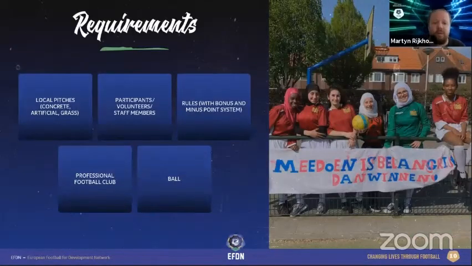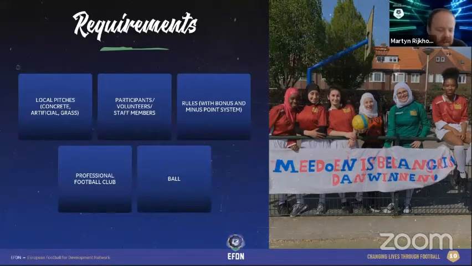What are the requirements? What do you need in order to start with the Community Champions League? At least you need one local pitch, whether it is concrete, artificial, or grass. You need participants, volunteers, and staff members. The rules and the point system are very important as well. And ideally also a ball ground so that you can start playing your football games.